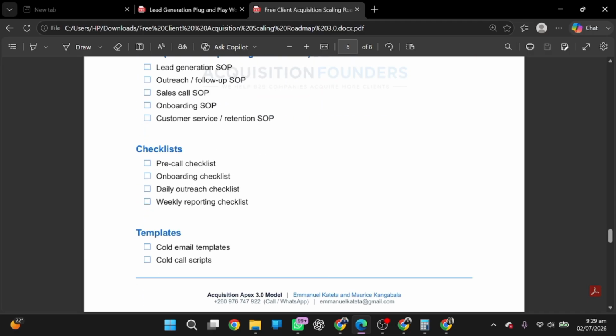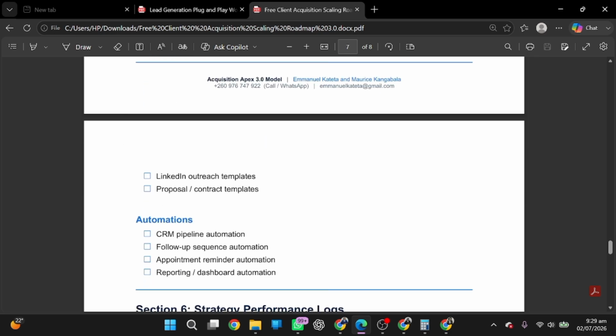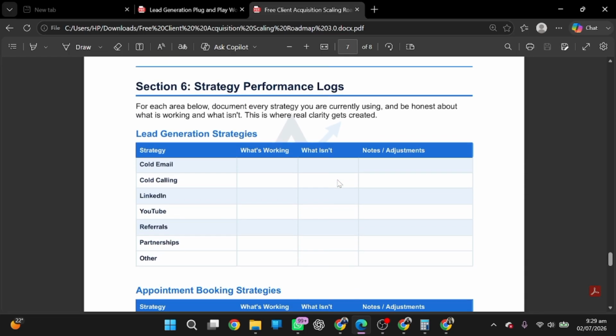Then you have this checklist here: the pre-call checklist, onboarding checklist, daily outreach checklist, weekly reporting checklist. And you've got some templates here: the cold email templates, cold call scripts, LinkedIn outreach templates, proposal and contract templates. And automations. Here you have the CRM pipeline automations, the follow-up sequence automations, the appointment reminder automations, reporting and dashboard automations, like all of these systems.